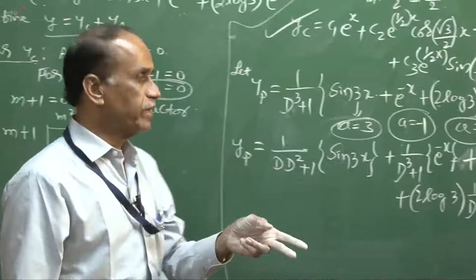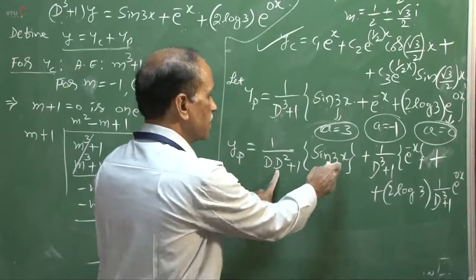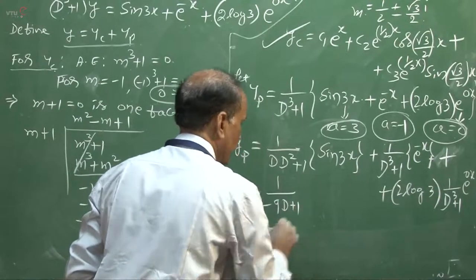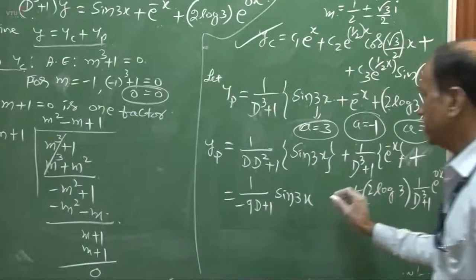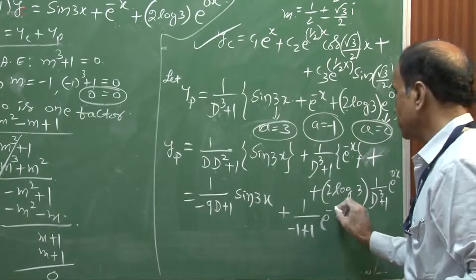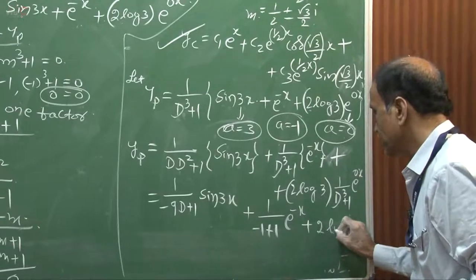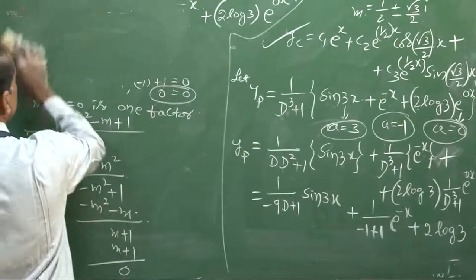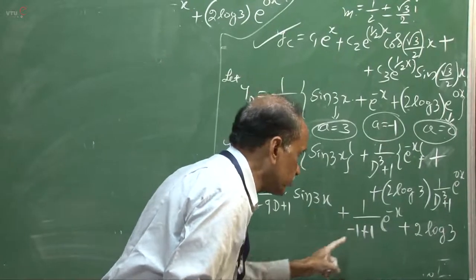Now, one by one you apply, and if it becomes 0, then you change it. That is, D square you are going to replace as minus 3 square, minus 9. 1 divided by minus 9D plus 1, this is sine 3x, and here minus 1, this is plus of 1 divided by minus 1 plus 1, this is e to the power minus x, and plus of, this is 0, if you take, that remains to be 1. Therefore, 2 times log of 3. Then you have to write the next step. This becomes the case of failure.